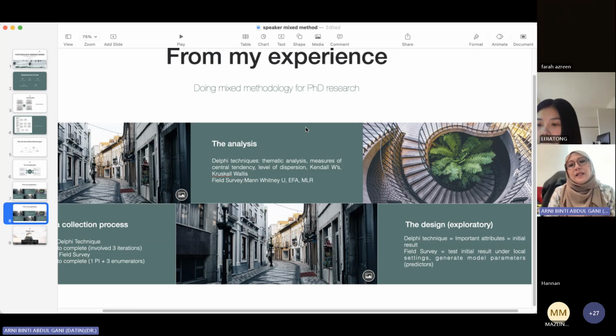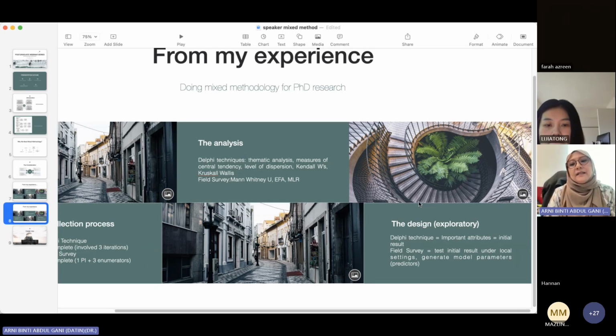So that is one thing that I think is good for you to anticipate earlier if you want to choose mixed methodology. Okay, so the design, from my experience, mine is actually exploratory. Because I began with qual and I developed my instrument from qual, and then I tested it in quant.